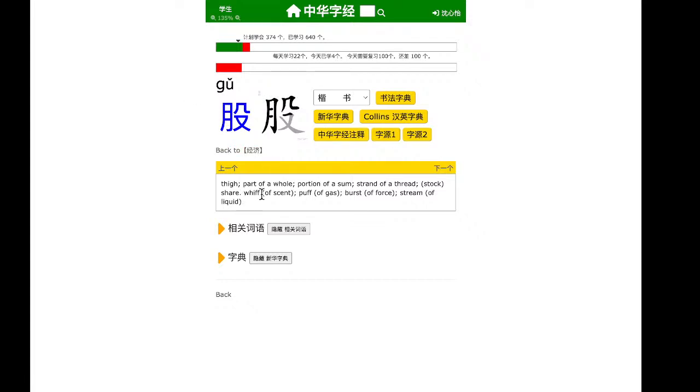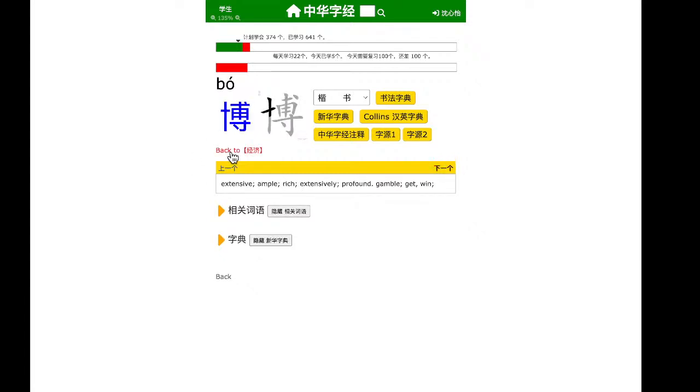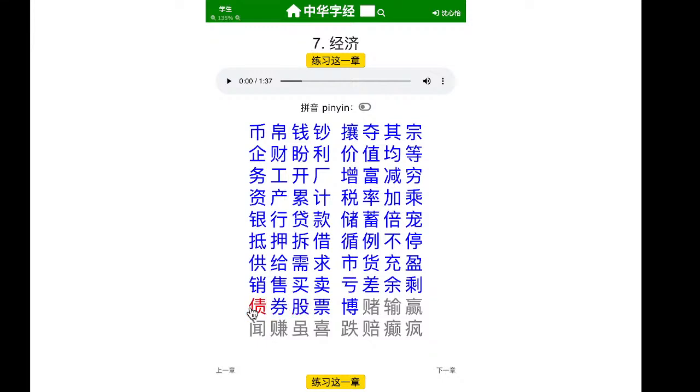股 we also use for a whiff of a scent, a puff of gas, a burst of force, or a stream of liquid, because these are all extended from the meaning of a part of a whole. So this 债券股票, how would you translate that? 股票 is stocks. 债券, I'm pretty sure, is bonds. Right, I was just forgetting the term in English. So 债券股票, that's stocks and bonds.